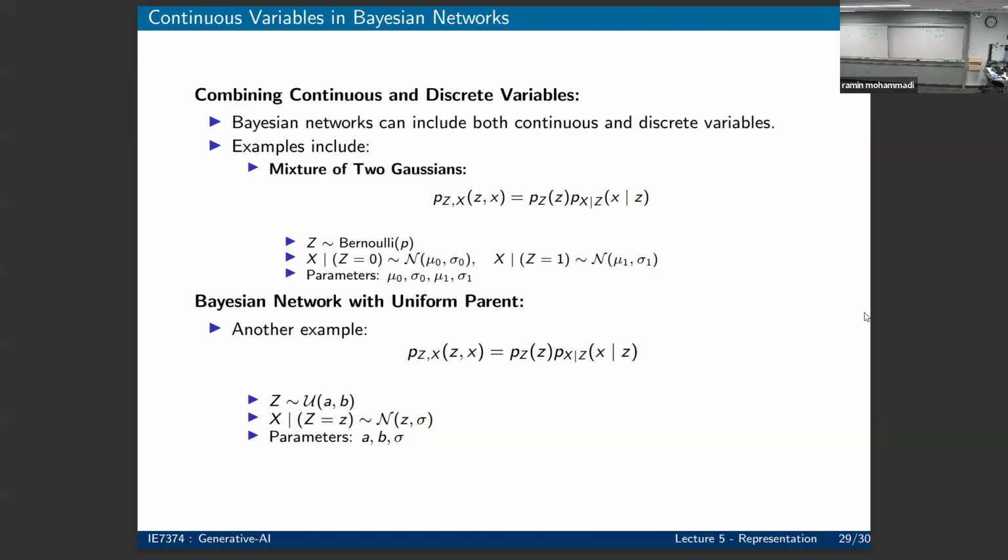So you can, for example, combine a mixture of two Gaussians. You have Z, which comes from some Bernoulli, like it's either on or off, and then you have two Gaussians depending on Z. Actually, it becomes the mixture of those two Gaussians. So these are the parameters you learn. Another example is that Z could come from a uniform, which has a continuous range. And in that case, X will come from a Gaussian with the following parameters.